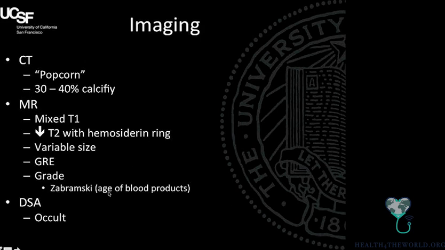Obviously, the Zabramski stage is a way to help identify how old the blood products are. Angiogram has really no purpose here. We consider these typically occult, and they're occult because you don't see them on a catheter angiogram. So if you do have one of these, you don't necessarily need to do a full-on DSA.